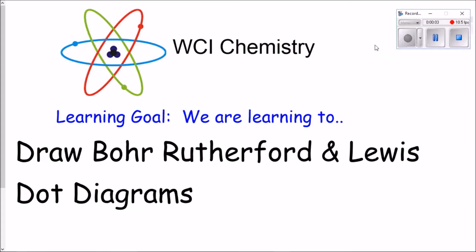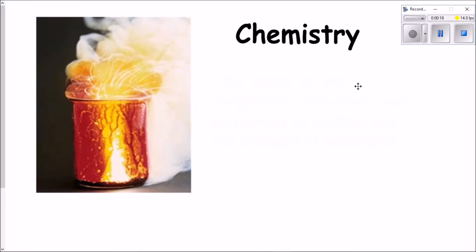Today what we're going to do is learn how to draw Bohr, Rutherford, and Lewis dot diagrams. To do that, we're going to quickly review what chemistry is, which is the study of matter, and how we classify matter, and then we're going to quickly draw Bohr and Rutherford diagrams. Ready? Here we go. Okay, what is chemistry?